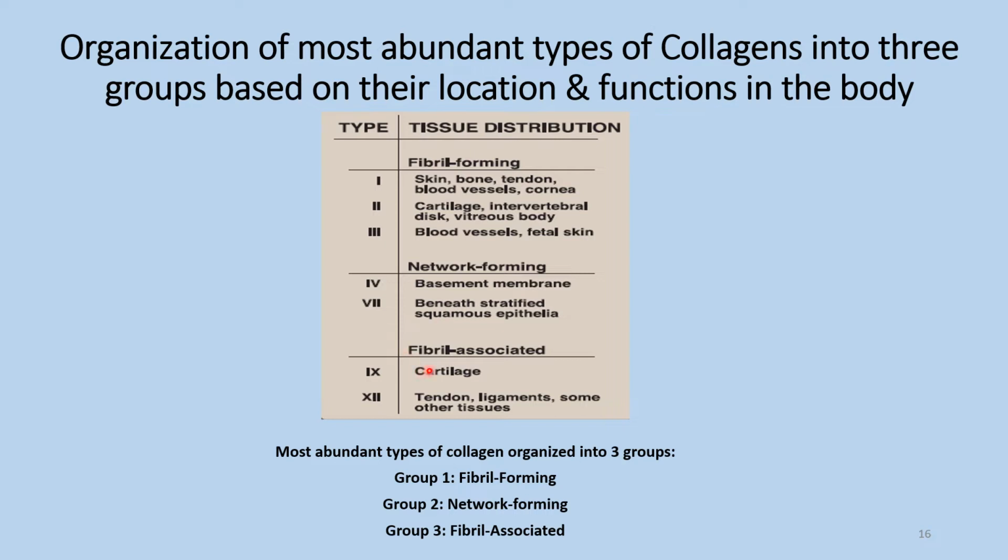The third group is fibril associated: type 9 in cartilage and type 12 in tendons, ligaments, and some other tissues.